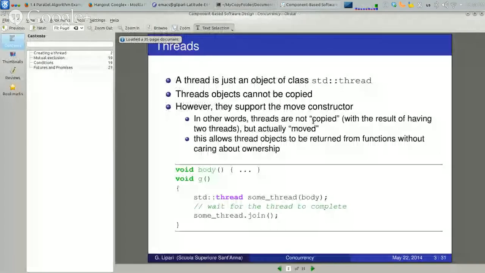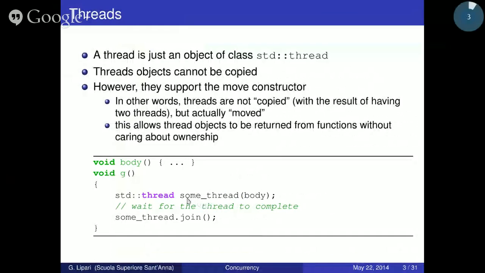Okay, so basically you have one function which is the body of your thread, the one that is going to be executed, and then later on you can define an object of type thread, and then you can create the thread, and once you create the object, the thread starts executing right away. And then later on you can join the thread. Thread objects cannot be copied, okay, but they can be moved, so you can basically return them from some function.